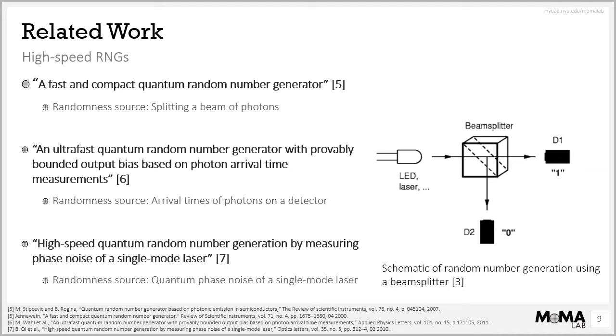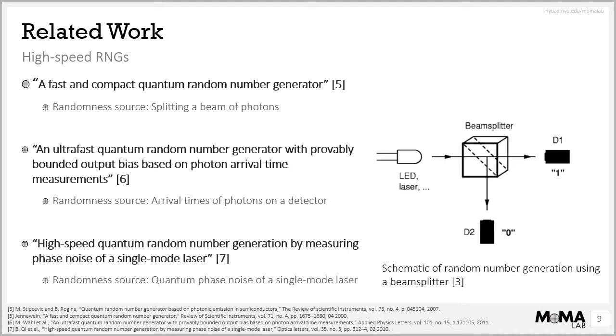Next, we have one solution that is based on a similar concept, and it makes use of the arrival time of cosmic photons that are generated from a light-emitting diode. This solution manages to reach a random number generation rate of 152 megabits per second.